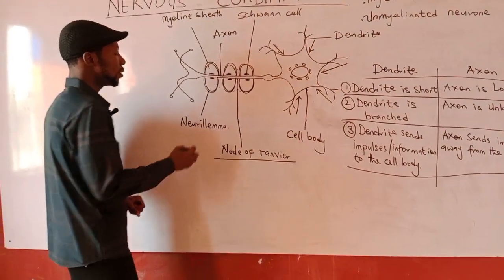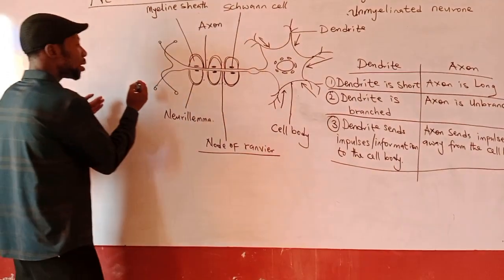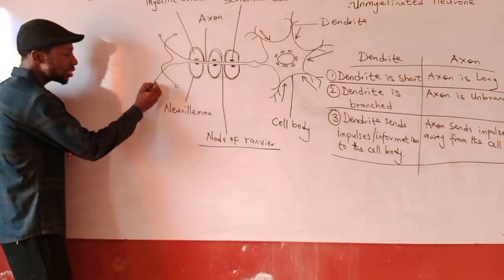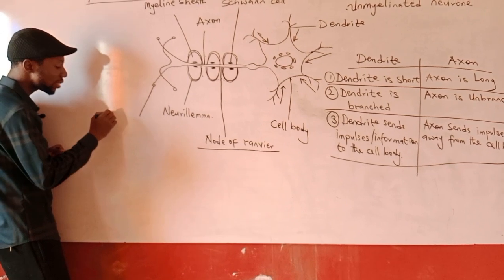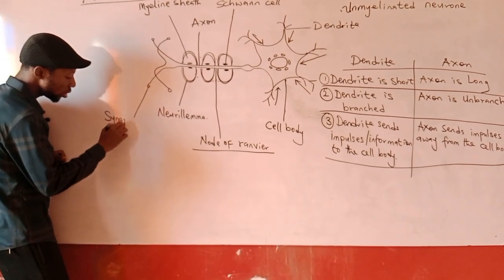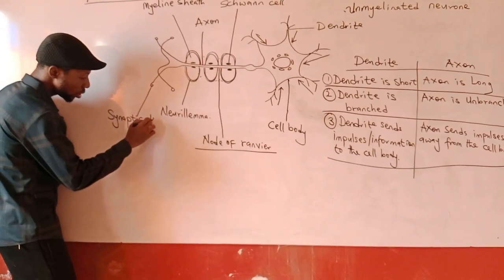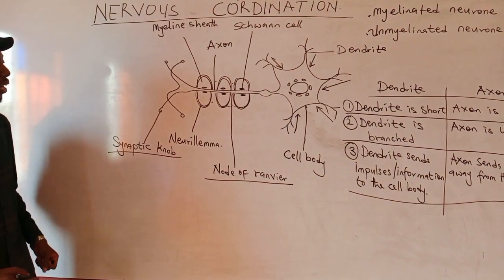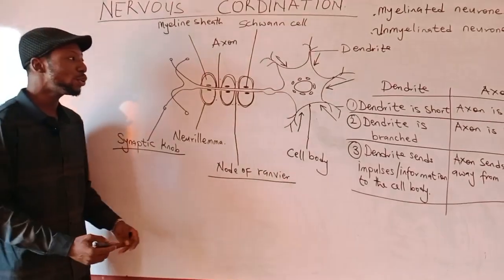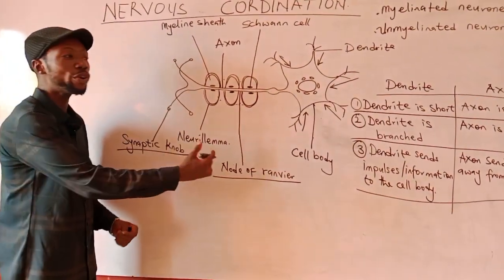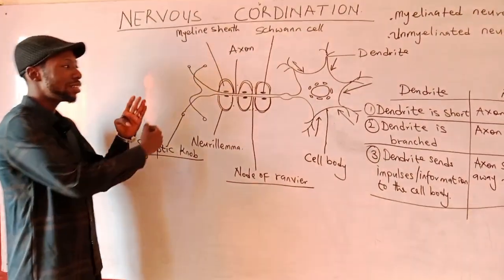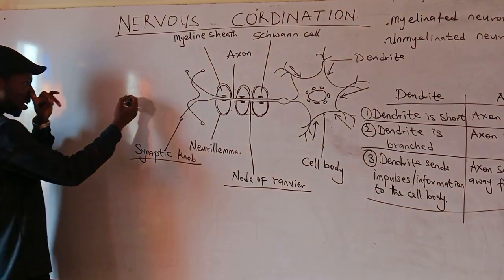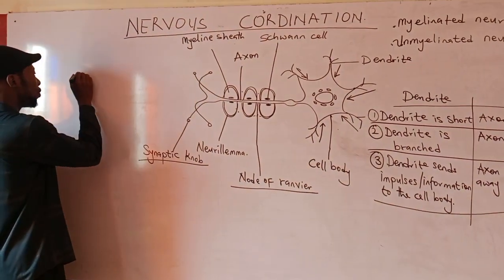Okay? So, that is it here, but have in mind, this part of the diagram here is known as the synaptic nerve. Okay? But take note of this. Neuron continues as neuron. Here we have another neuron.